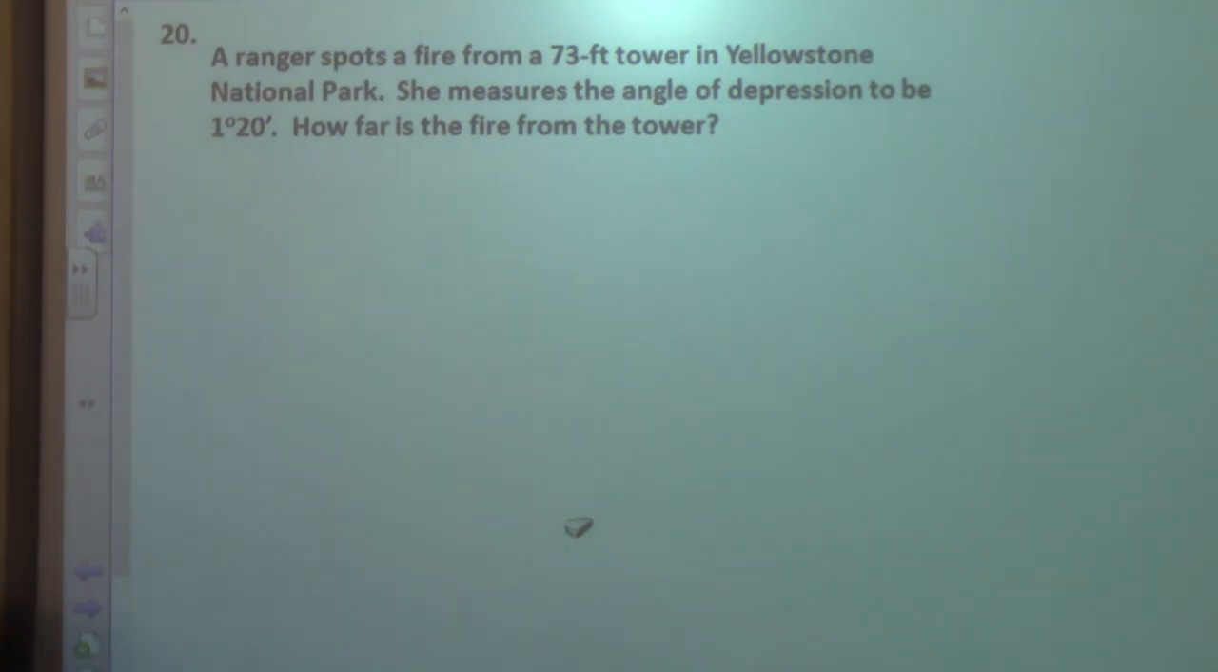So it's 1.30. I put 20 down. I do 1 times.